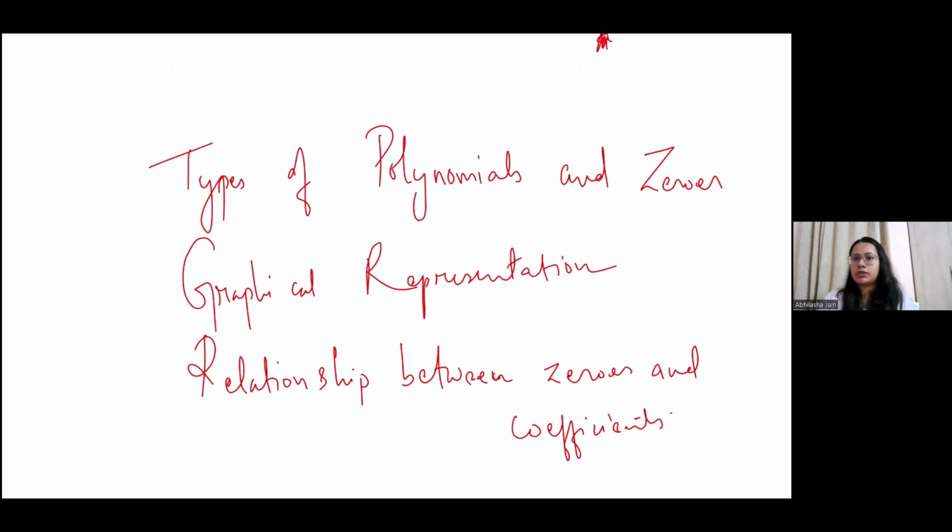The relationship between zeros and coefficients for quadratic and cubic equations. In a quadratic equation, the product of zeros gives you c over a, and the sum of zeros gives negative b over a. In cubic equations, the product of zeros gives negative d over a, the sum of zeros gives negative b over a, and the sum of products gives you c over a. That's your entire polynomial chapter.